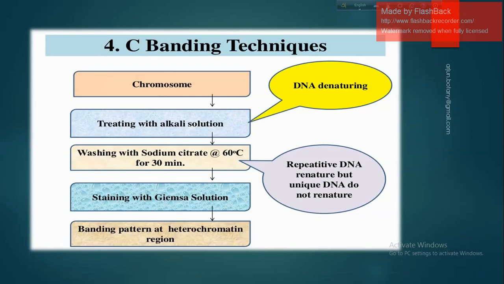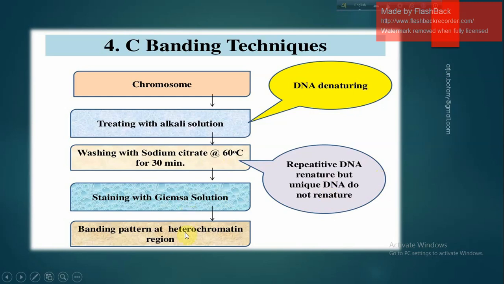Centromeric banding, where the chromosome is treated with an alkali solution. This alkali solution is responsible for the DNA denaturation. After that, washing with sodium citrate at 60 degrees centigrade for 30 minutes, then staining with the Giemsa solution. So here the Giemsa is used, but the pattern is different. And this washing with sodium citrate solution is responsible for the repetitive DNA renaturing, but unique DNA does not renature.